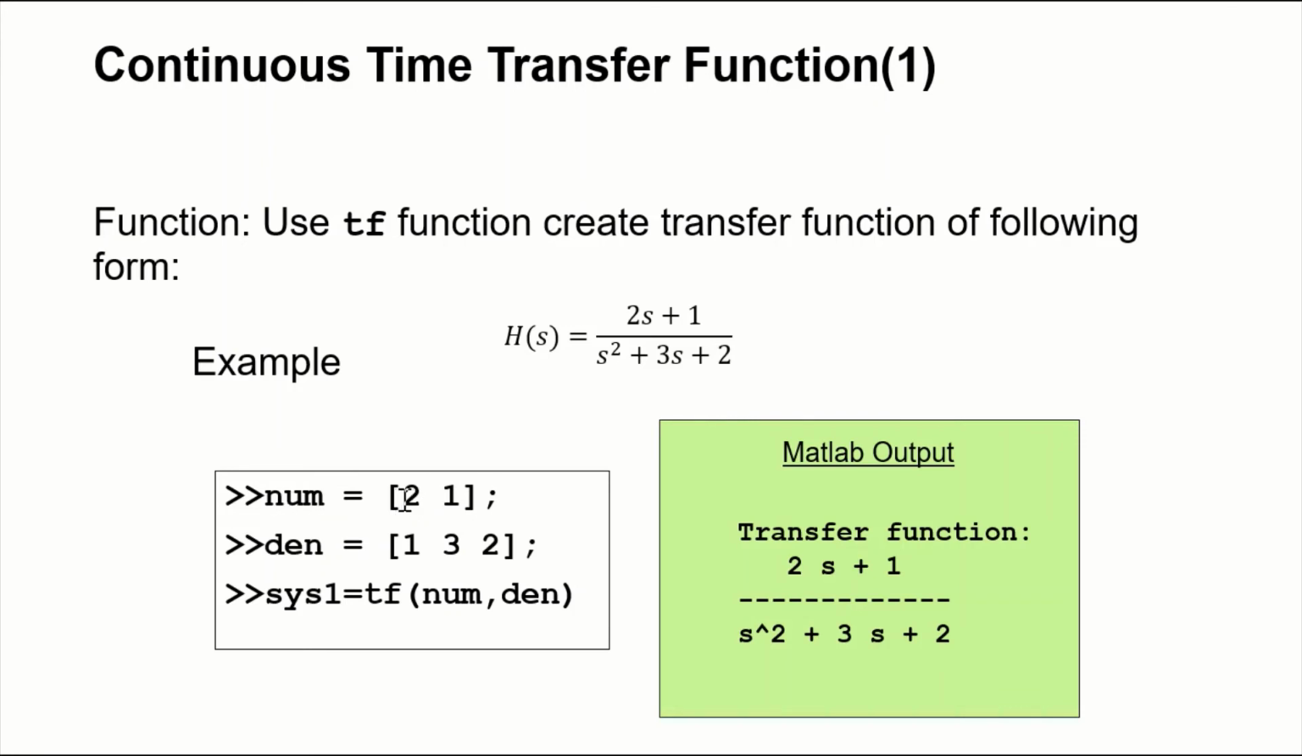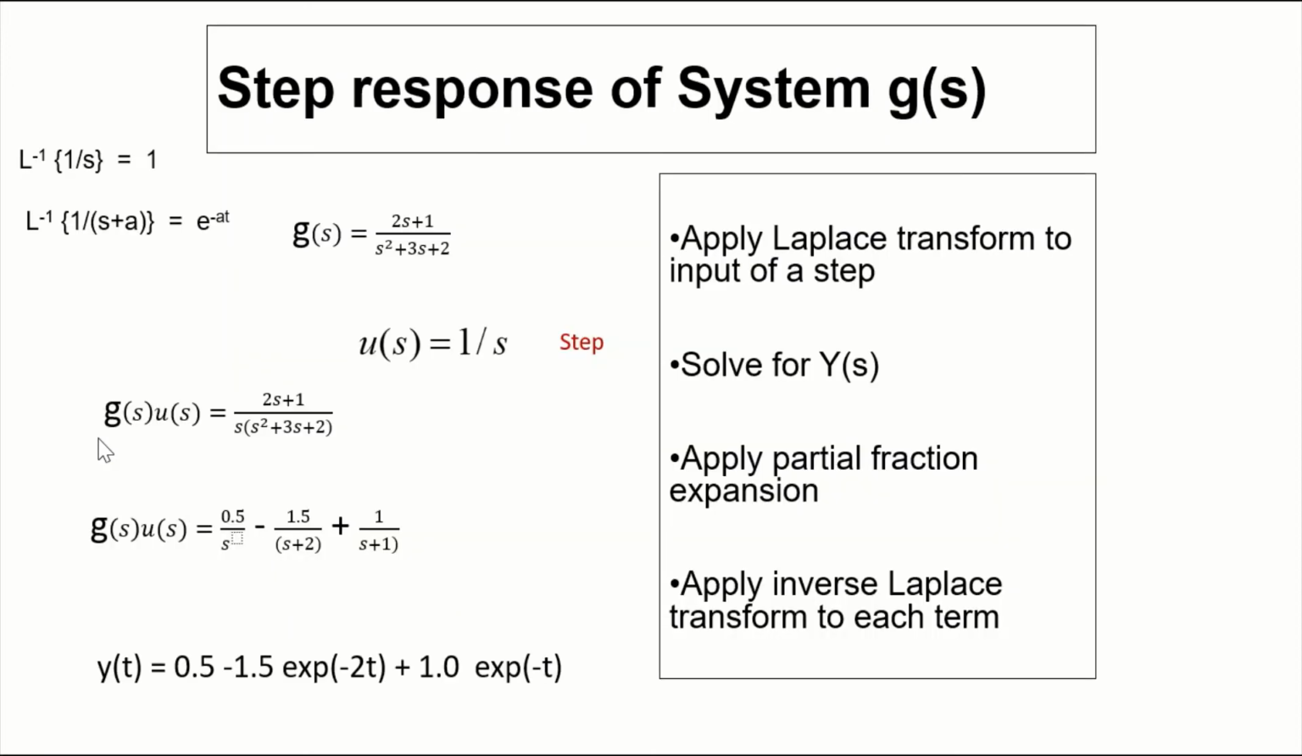Say num equals 2, 1, that's the 2, 1. Den equals 1, 3, 2, that's 1, 3, 2. And we use the command tf to get the thing as a transfer function called sys1. This might be handy for the next stage.